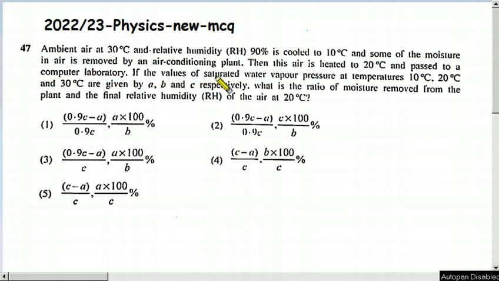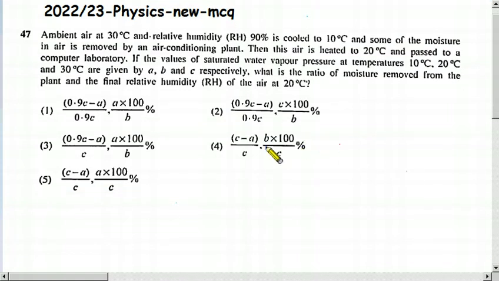If the values of saturated water vapor pressure at temperatures 10 centigrade degrees, 20 centigrade degrees and 30 centigrade degrees are given by simple A, simple B and simple C respectively, what is the ratio of moisture removed from the plant and the final relative humidity of the air at 20 centigrade degrees? So children, there are 5 answers. Now we have to start to solve this problem.